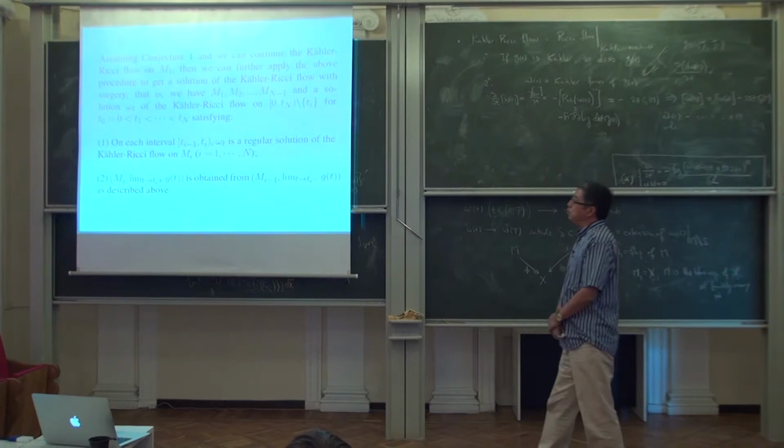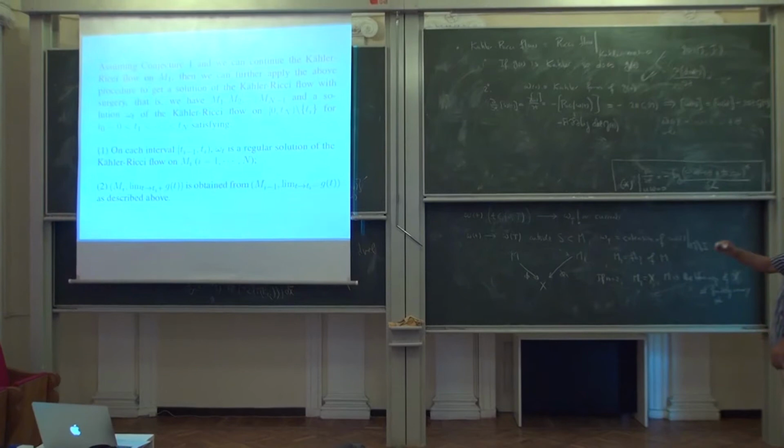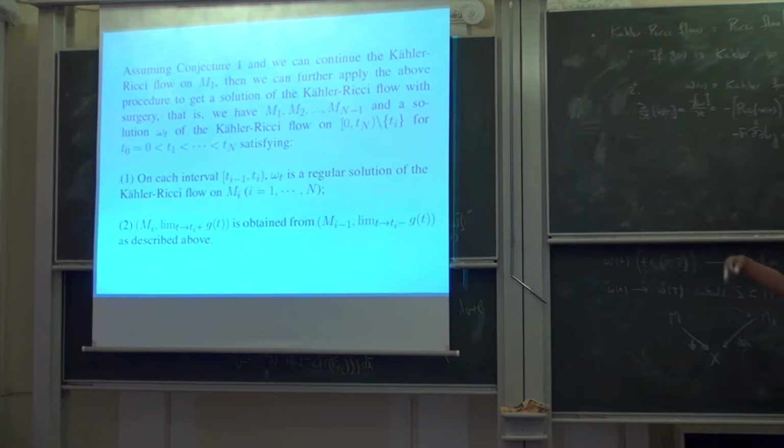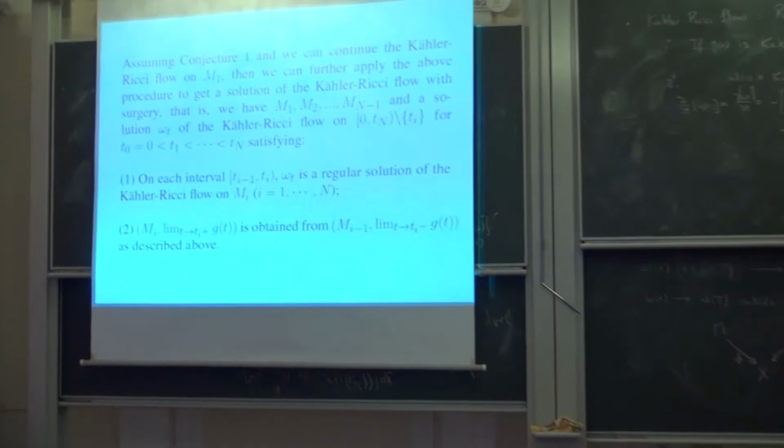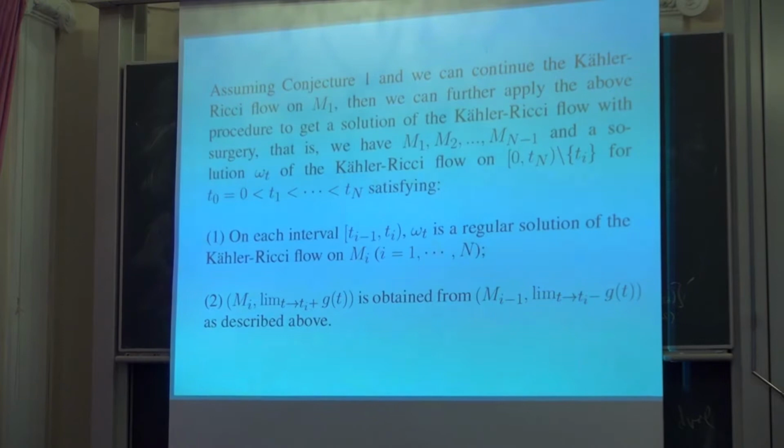So assume conjecture 1, so we can continue the Kahler-Ricci flow on M1. Then we further apply the above procedures to get the solution of the Kahler-Ricci flow, and then do a flip surgery and so on. Okay, the surgery. So this way we get the so-called Kahler-Ricci flow with surgeries. Because the solution is not in a classical sense, but at a certain time you need to do these flip things. The rule of flipping is just to try to kill the positivity in the first Chern class. Okay.